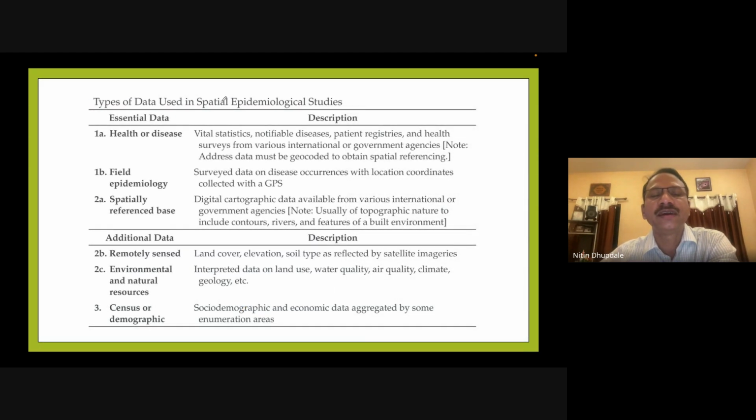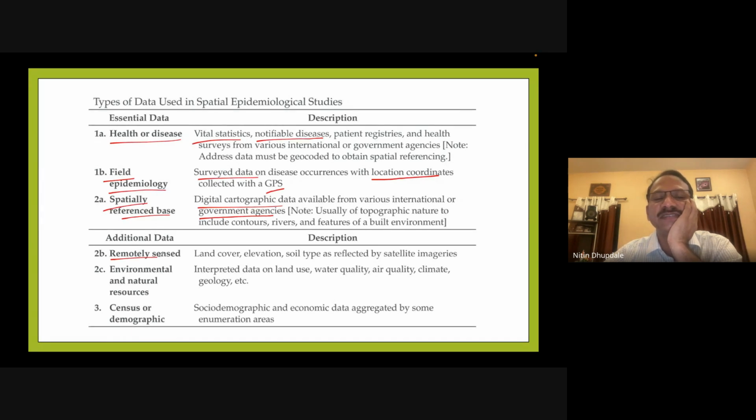Various types of data can be used, like health and disease data, vital statistics, notifiable disease, and a lot of information we can use. We can use field epidemiology data, survey data, and we collect the location with the help of GPS. And also we can use spatially referenced data, like government data which is available, digital data that can be used for our purposes.